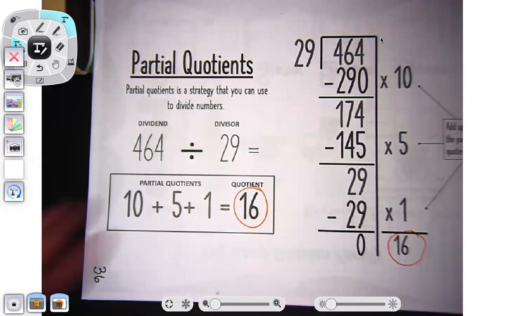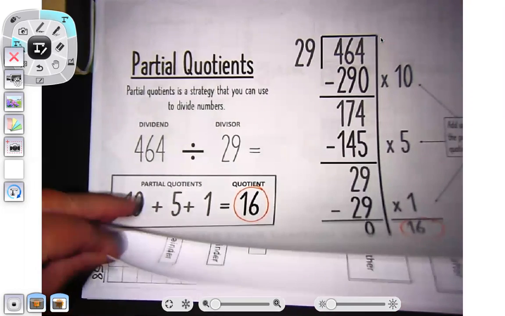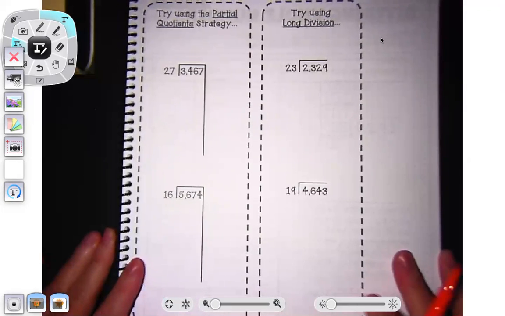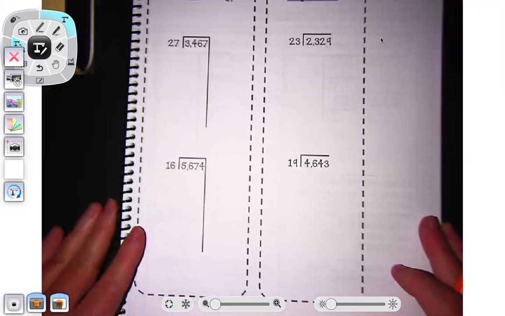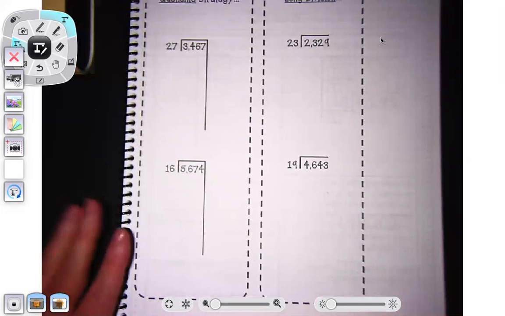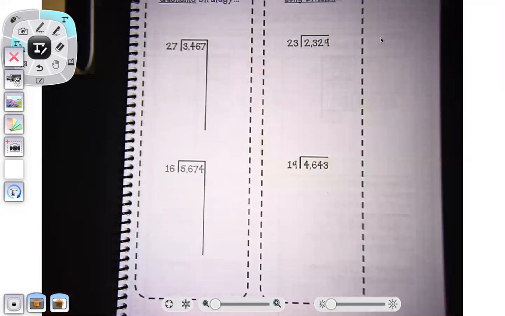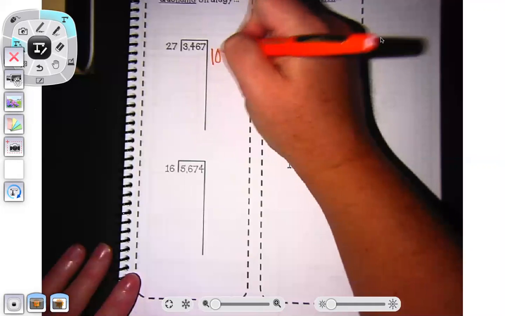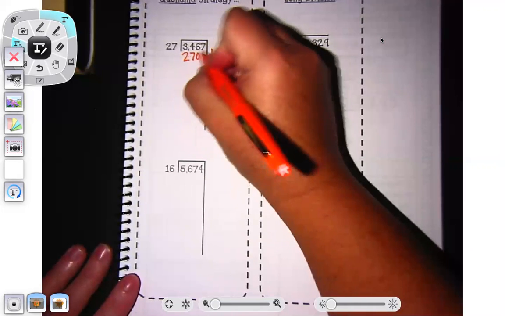Now we're going to work a couple problems together. So if I can get you to go to page 40 in your notebook, where you're still in our NBT 5 to NBT 7 notebook. So if you'll go right here with me, we're going to look at this. We have 3,467 divided by 27. Well, what I'm going to do here is I'm thinking to myself, can I multiply 27 by 1,000? Then that would give me 27,000, and that's too much. So let's try 100. 27 times 100 would be 2,700.